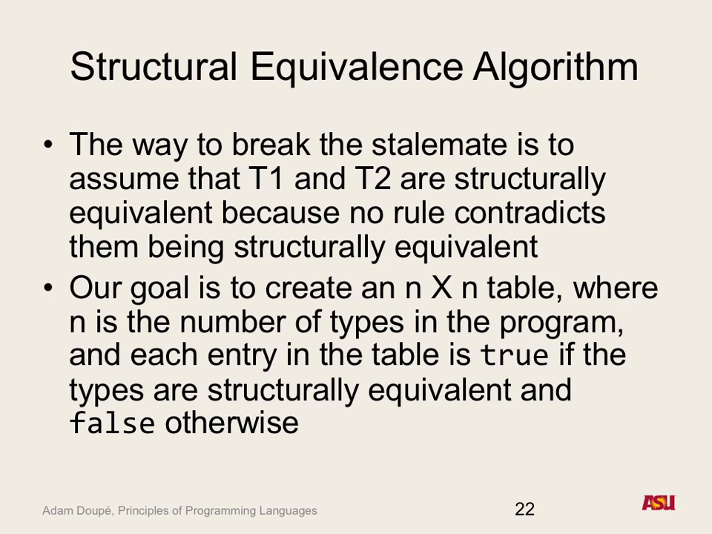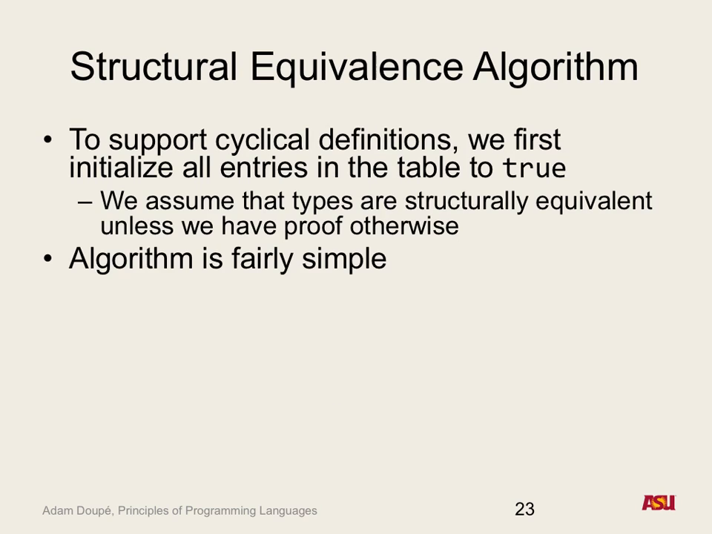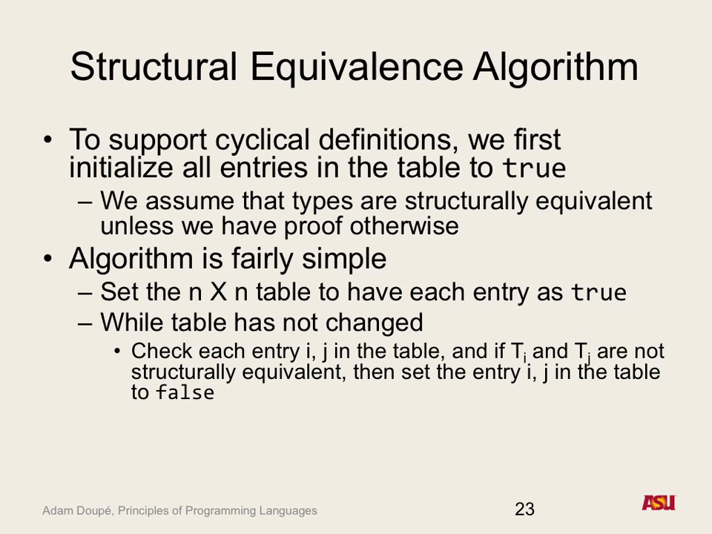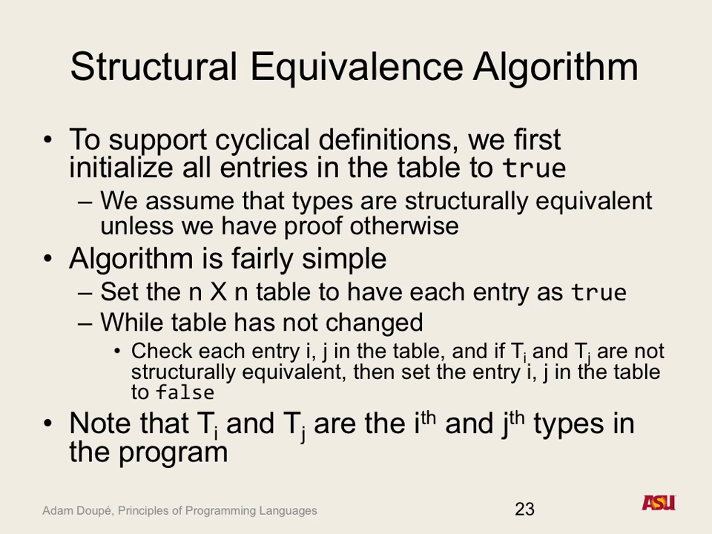We're going to create an n by n table, where n is the number of types in the program. Each entry is either true or false. The algorithm is actually pretty simple. We just set each entry to be true, and while the table is changed, we go through and check those types. If they're not structurally equivalent, then we change it to false. If we've gone through all the pairs in our table and we haven't changed anything, just like first and follow sets, that means we've got no new information, so we're done. And we've decided the structural equivalence of every type in the program.